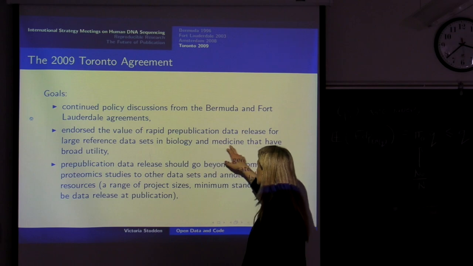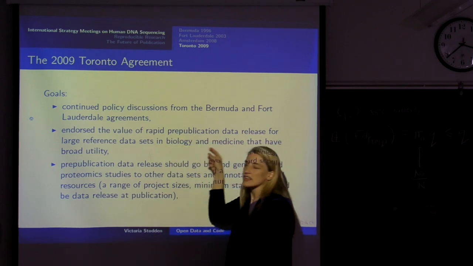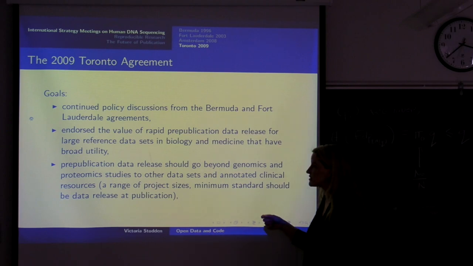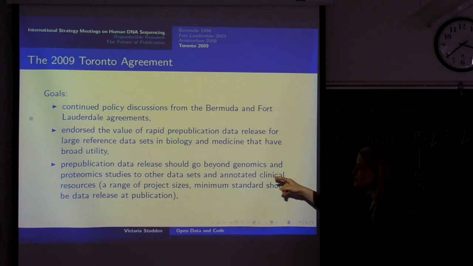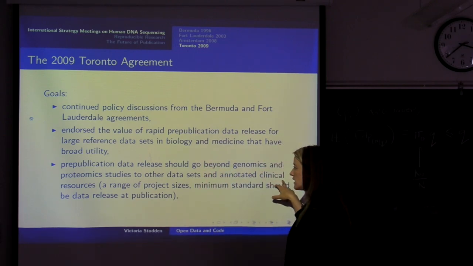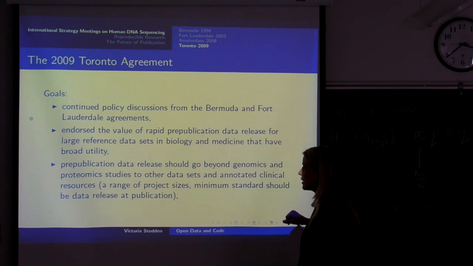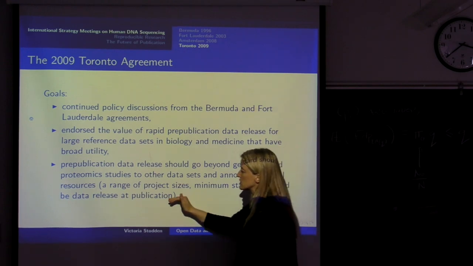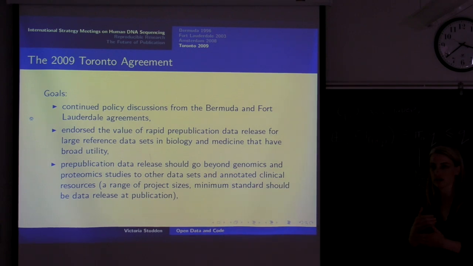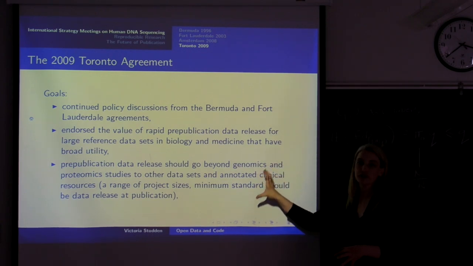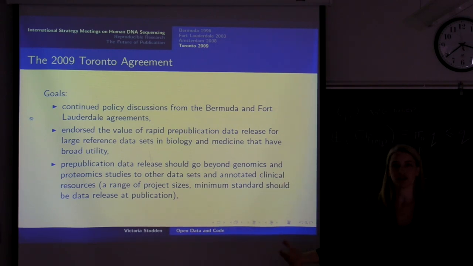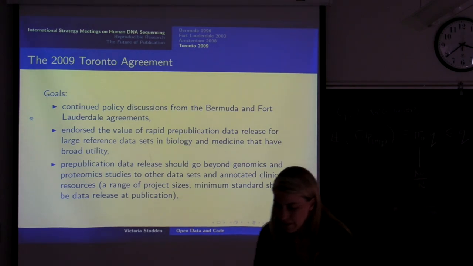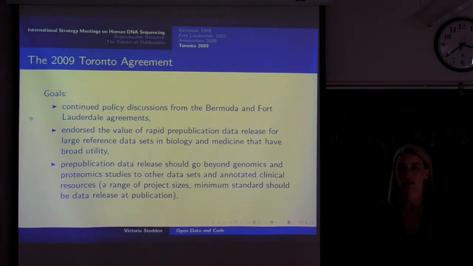For large reference data sets in biology and medicine that have broad utility, the language is getting more sophisticated in how they talk about this. Pre-publication data release should go beyond genomics and proteomics studies to other data sets. So this was new from Toronto, and annotated clinical resources. Their minimum standard here is release at publication, for these other new resources being folded in. So you can see they're trying to get data sharing to be a much larger issue than just, say, sequence data. They specify some types of specific data that go beyond genomics.